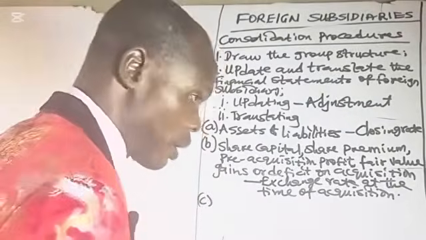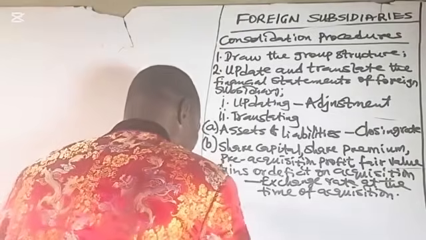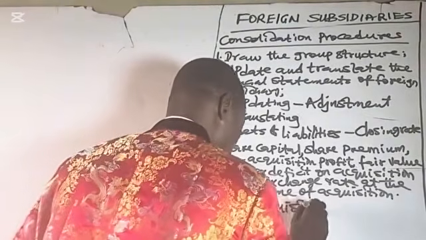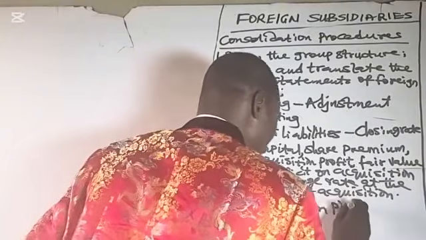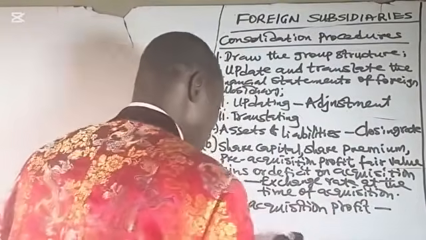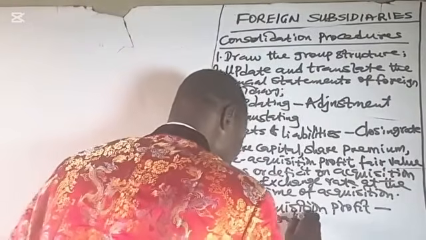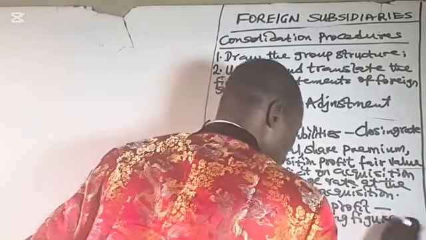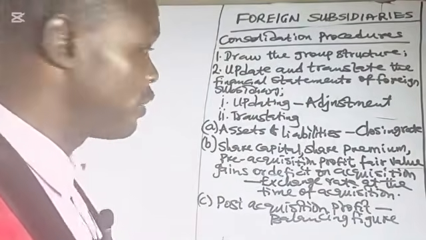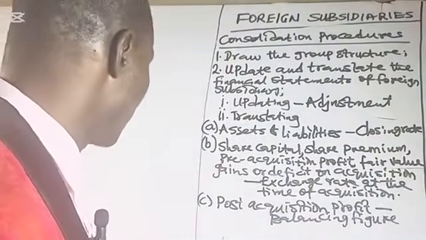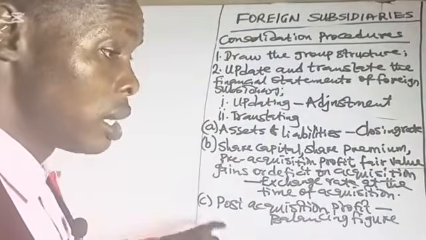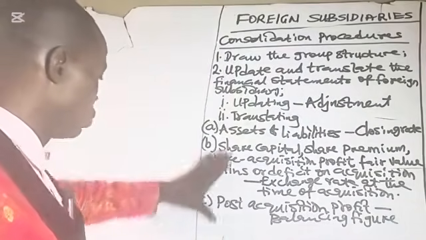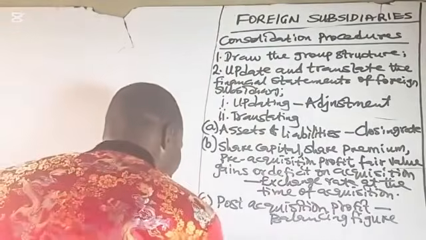Then 3 or C, the post-acquisition profit or post-acquisition reserves. This should be a balancing figure. Post-acquisition profit or post-acquisition reserves should be a balancing figure. This is step 1. This is step 2. Step 3.